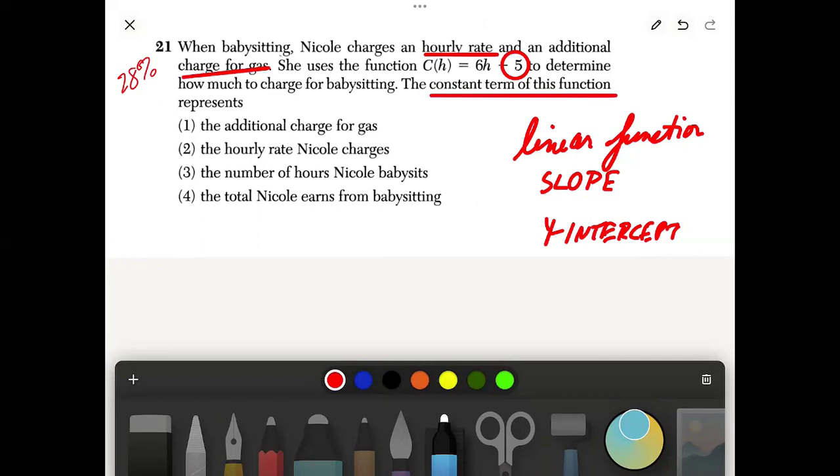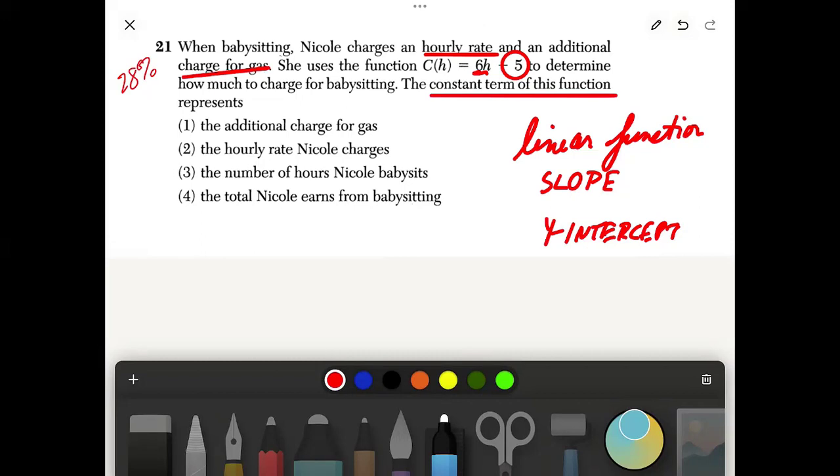So in this case, Nicole has 2 charges. She has an hourly rate, that's the slope, and it looks like she's charging $6 an hour, and she's charging $5 for the gas that she has to pay to get there. So she's saying, for me to drive over there, it's going to cost me $5. So you got to pay for my gas in order for me to show up. And then when I get there and start babysitting, you got to pay me $6 every hour. So the constant is a plus 5.